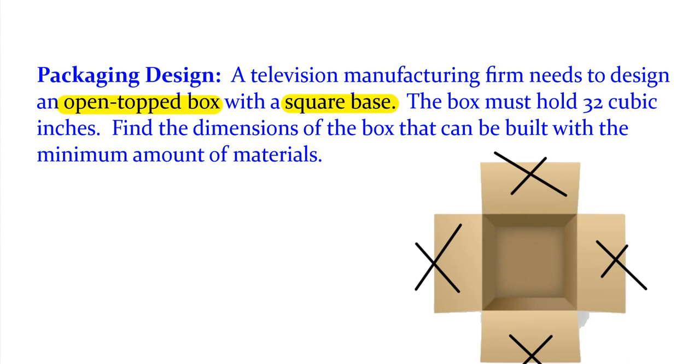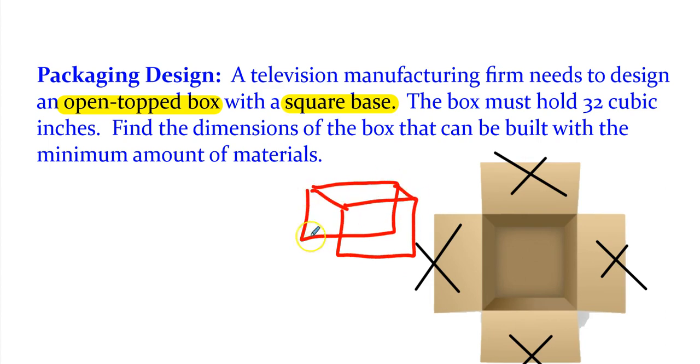Okay, so let's talk about this one here. So a television manufacturing firm needs to design an open box with a square base. Okay, so I'm going to go ahead and just redraw this over here. I know the base is a square, so all the sides are the same. Okay, so I'm getting that right from there. However, it doesn't necessarily say the height of the box is the same, it just says the base is a square. So the box must hold 32 cubic inches.